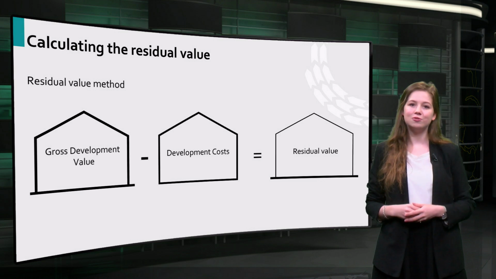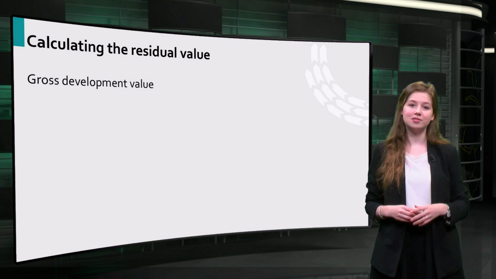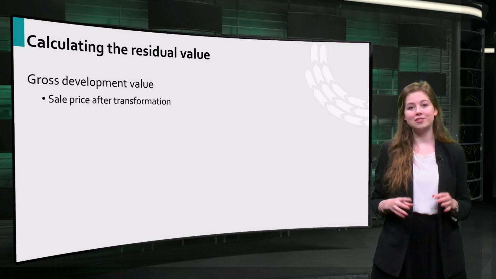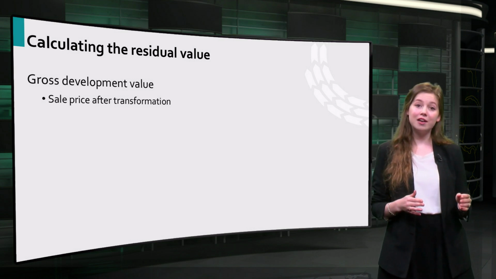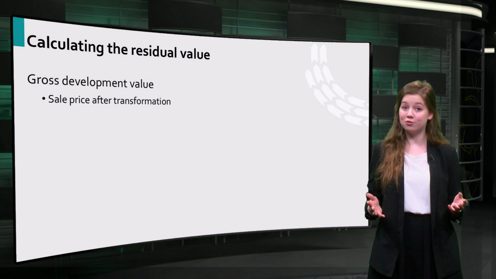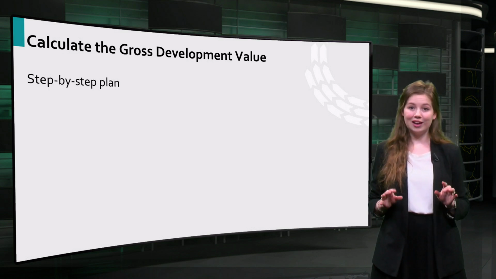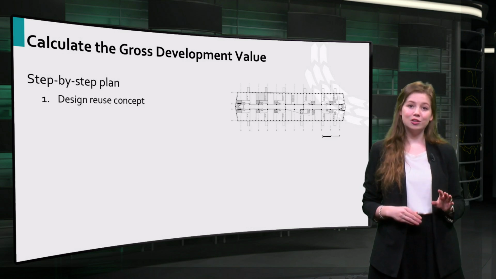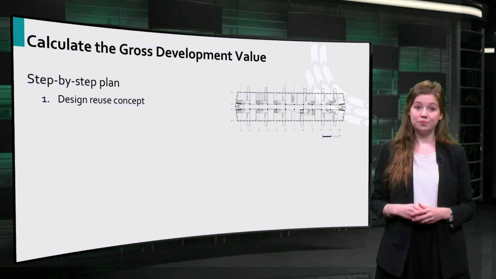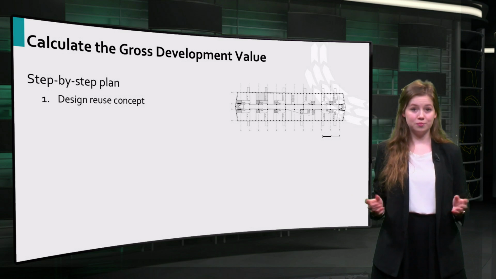We will start with determining the gross development value. The gross development value is the sale price after conversion. So it is the price that a new owner is willing to pay when a developer has transformed the building into a specific function. With the following step-by-step plan, you can calculate the gross development value. Firstly, you design a reuse concept. And you can do this by drawing rough floor plans for a specific function.